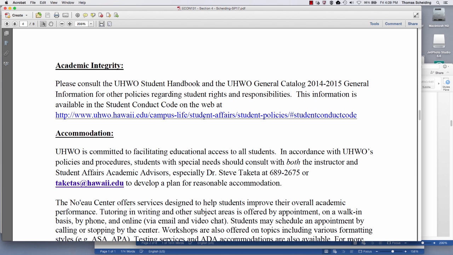And then we have accommodation. The accommodation would be useful for some of you if you have special requirements in terms of time for your exam. Because the exam is timed, if you require time and a half, contact Dr. Takeda. His number is right here, as well as his email address. Talk to me as well, and we'll get that accommodation taken care of.